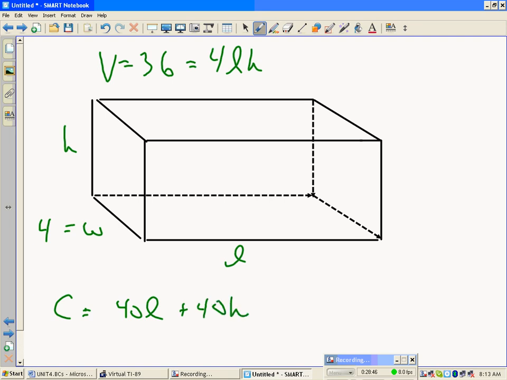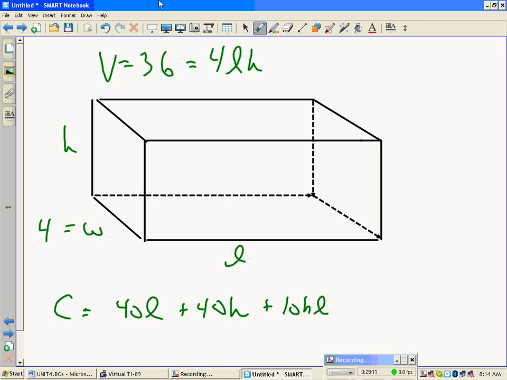So far so good? How about the front face? What's the area of the front? The length times the height. And how about the back? Length times the height. So that's how much for front and back? 2HL. And we're multiplying that by $5 per square meter, so 10HL. Okay, there's your cost function.